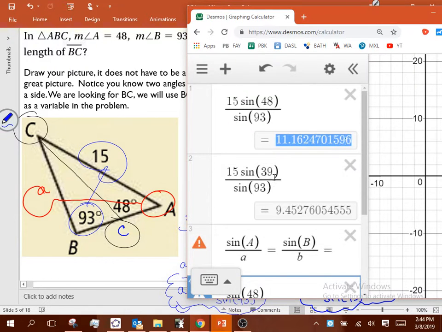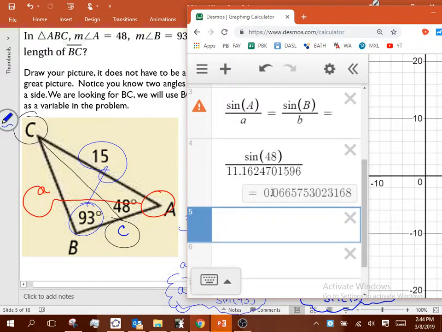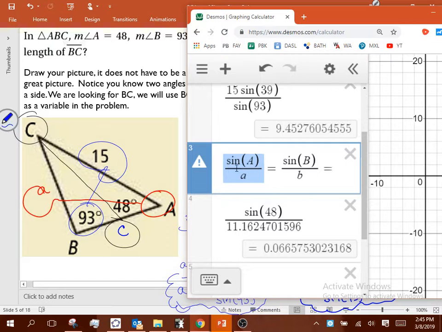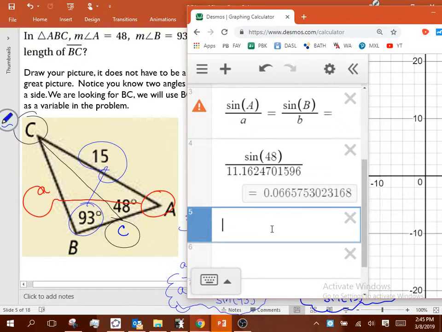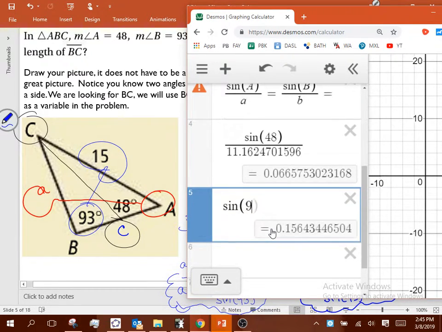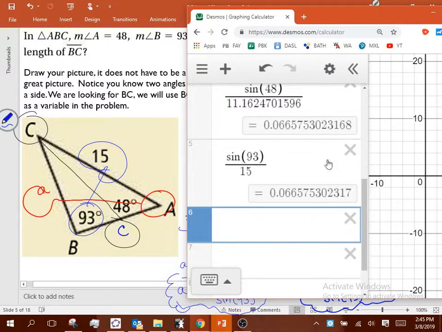I'll capture that number, and we'll divide them out. And I get that ratio. So that number right there is what that highlighted ratio is. Does that make sense? For this particular problem, let's see if that's the same as that ratio. So I'm going to take the sine of B, which is 93, and divide that by its side opposite, which is 15. What do you recognize about these two numbers? They're the same.